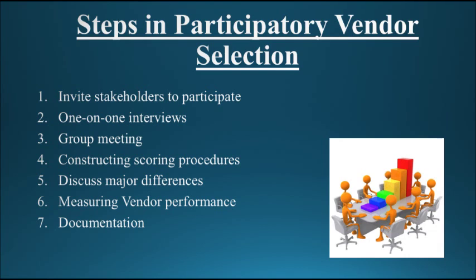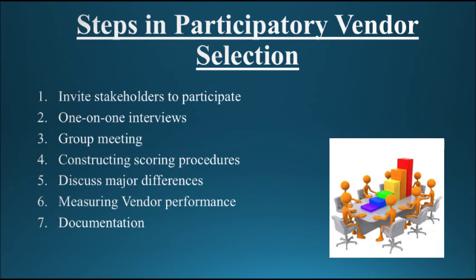There are 7 steps in participatory vendor selection. One is to invite stakeholders to participate. It is important to engage all who work in different healthcare settings to give their input and be involved in the decision-making process. Step 2 is the one-on-one interview. Individuals can be interviewed in order to understand their purposes. Interviews can be done by phone, email, or questionnaire.